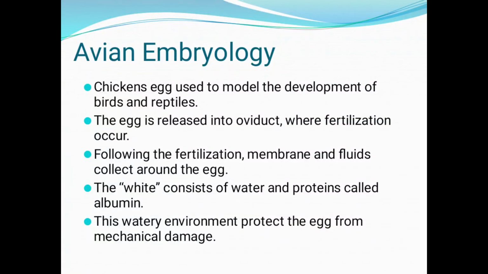Now, avian embryology. The chicken egg is used as a model for the development of birds and reptiles. The egg is released into the oviduct where fertilization occurs. Following the fertilization, membrane and fluid collect around the egg. The white part of the egg consists of water and protein called albumin. This watery environment protects the egg from mechanical damage.